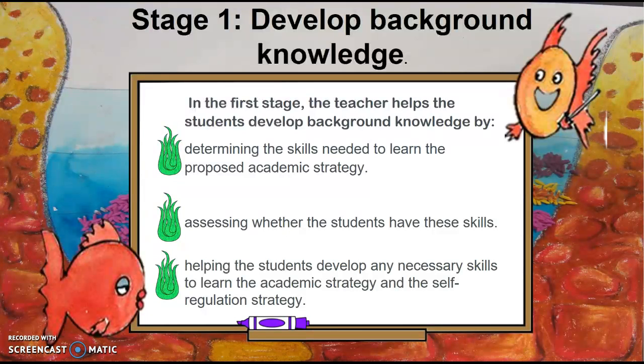The first stage is develop background knowledge. In this stage, the teacher helps the students develop background knowledge by determining the skills needed to learn the academic strategy, assess whether the students have these skills, and then help the students develop any necessary skill to learn the academic strategy and the self-regulation strategy.